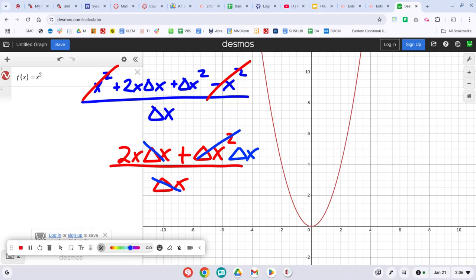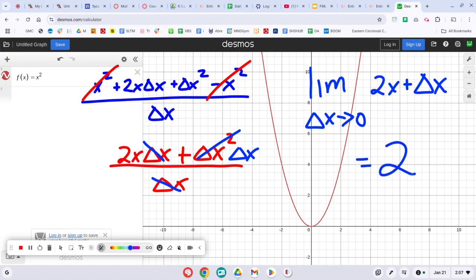So now we are looking for the limit as delta x approaches 0 of 2x plus delta x. Now can I put in 0 for my delta x? Yes. And what do you get? 2x. And what was 2x? We already figured out 2x is the derivative. And that's where that rule comes from.